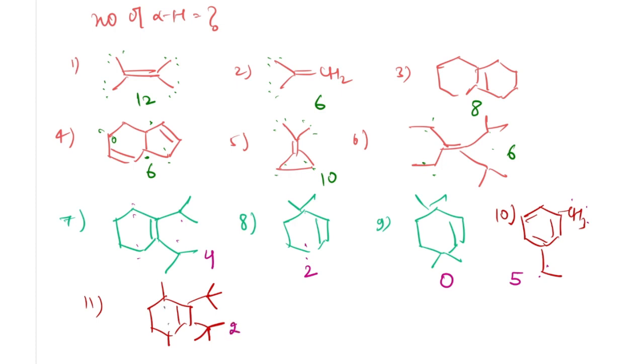Now, how do we identify the stability of alkene? How do we compare the stability of alkene? Stability of alkene is directly proportional to the number of alpha H atoms. Because the number of alpha H is more, the number of hyperconjugating structures is more, more resonance, more stability.